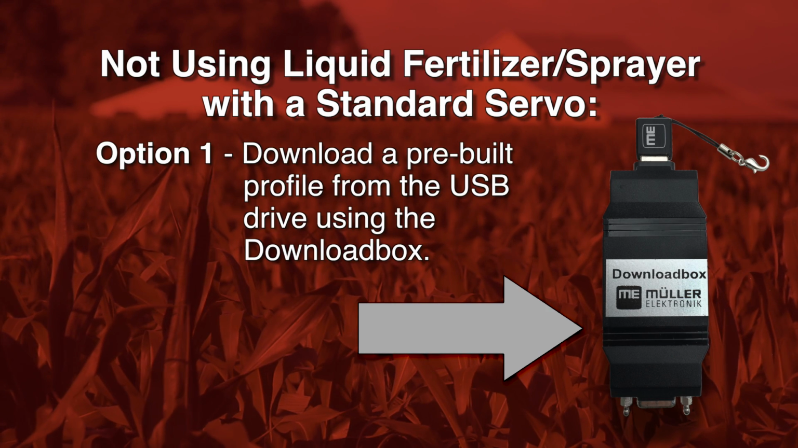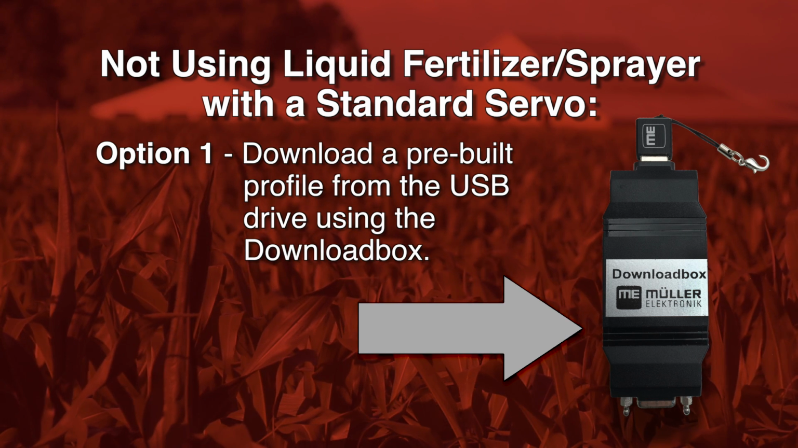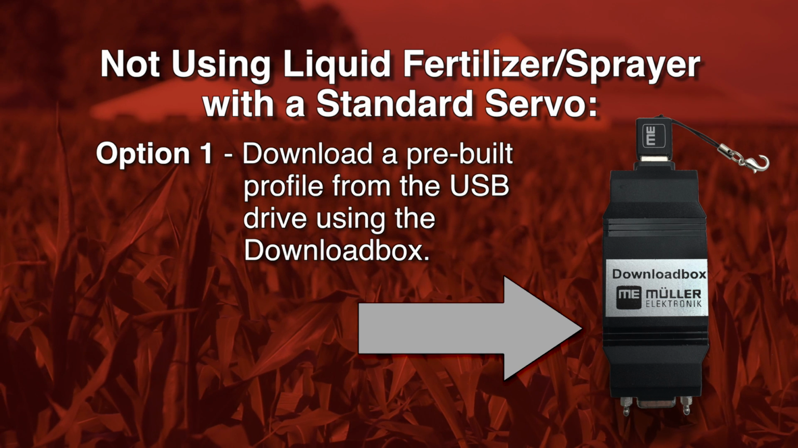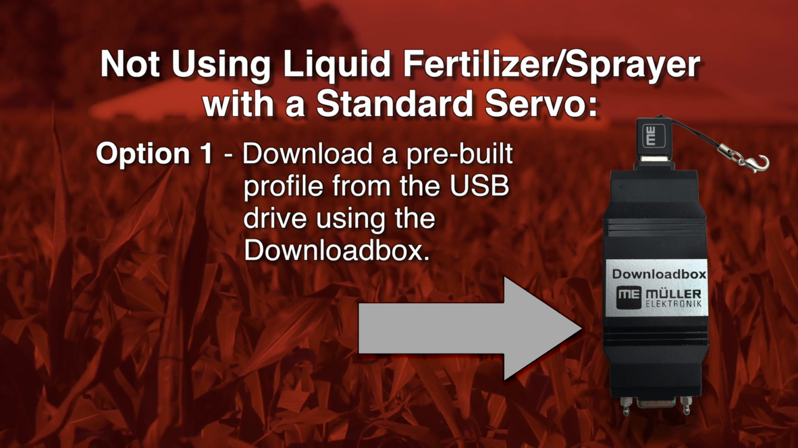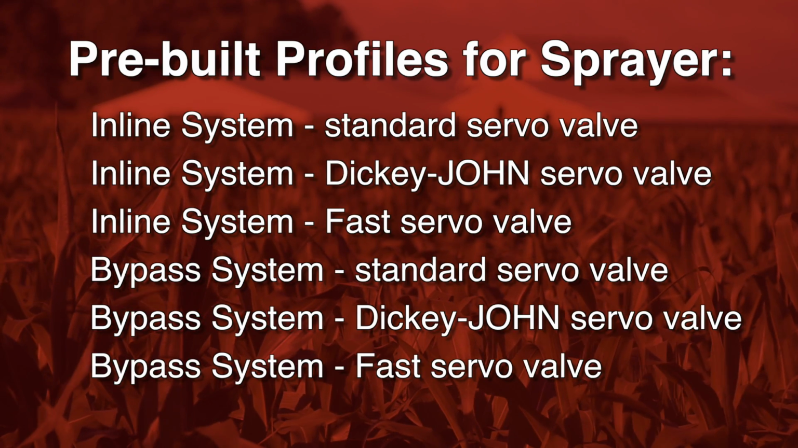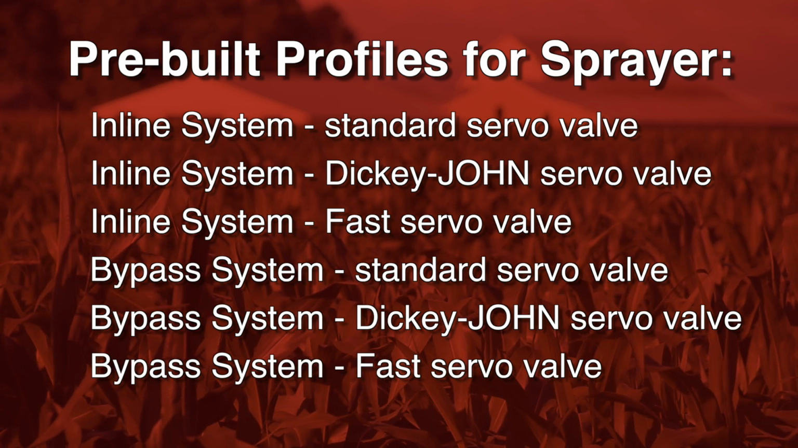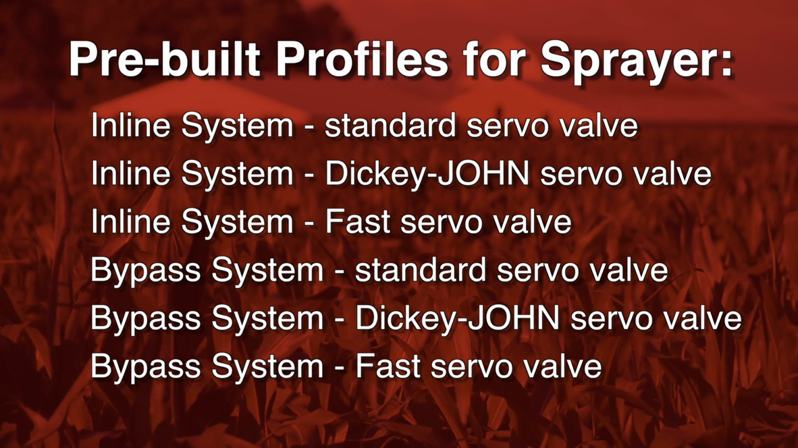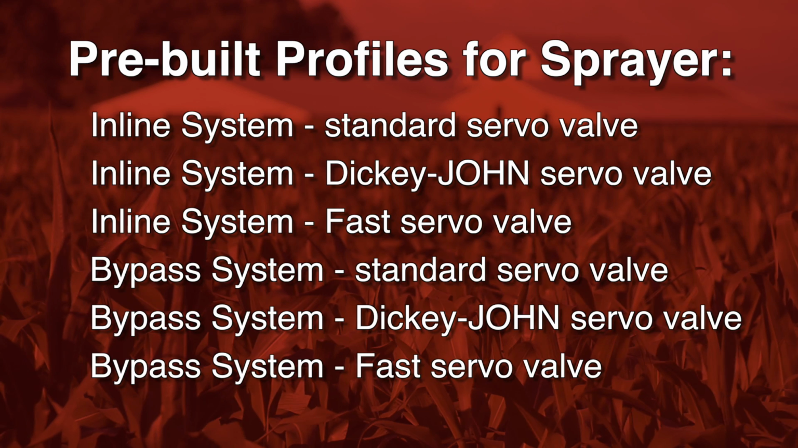Option 1 requires use of the download box. Please refer to the download box operating instruction manual or watch the download box operating video. Both of these resources will provide you with step-by-step instructions to upload the proper ECU profile. You can choose between the following profiles. Choosing one of these pre-built profiles will get your settings close, but you will still need to make adjustments during the calibration steps, which will be covered later in this video.